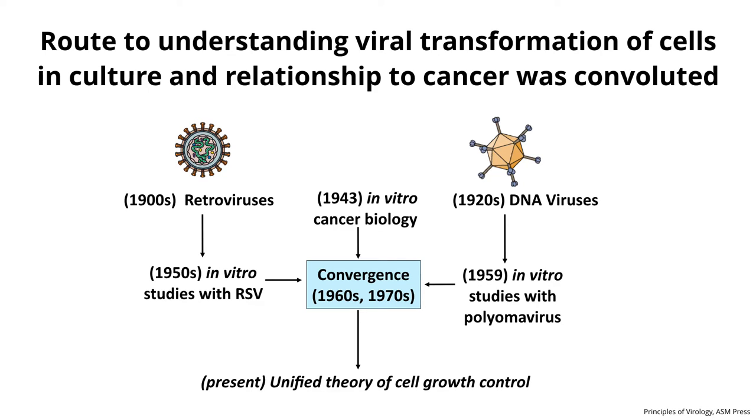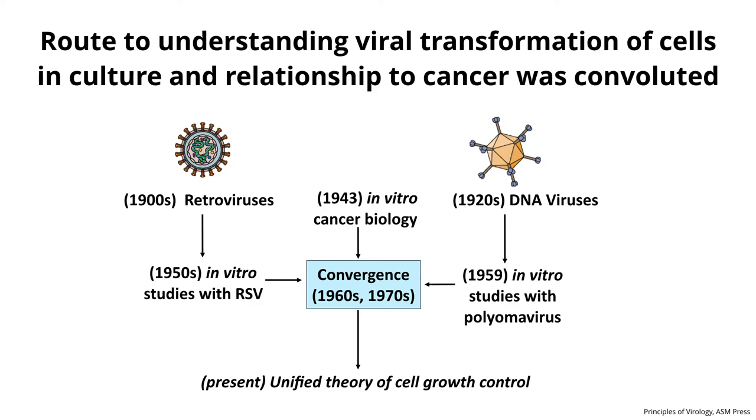They were first discovered as causing tumors in the 1920s. And you're going to see this also converged with studies in cancer biology we won't talk about, but that happened as well to unify the field. In the 60s and 70s, these came together. And as a result, we have today's understanding, a unified theory of growth control of cells. And it's because of virus studies.